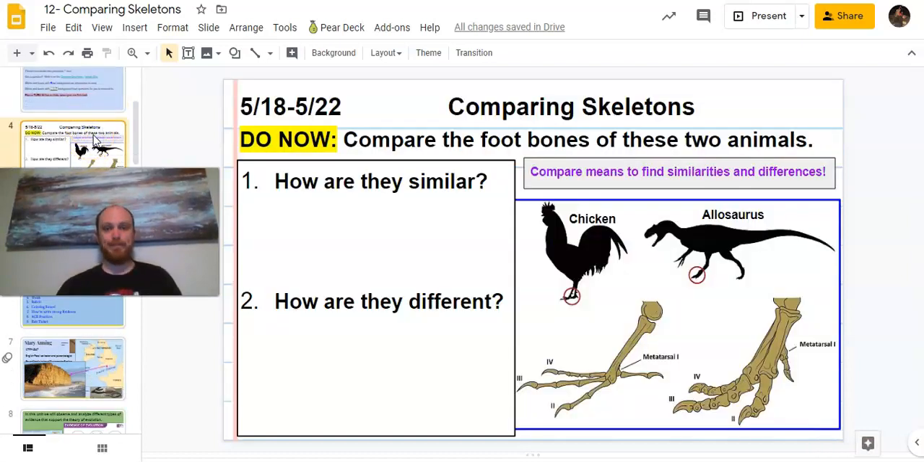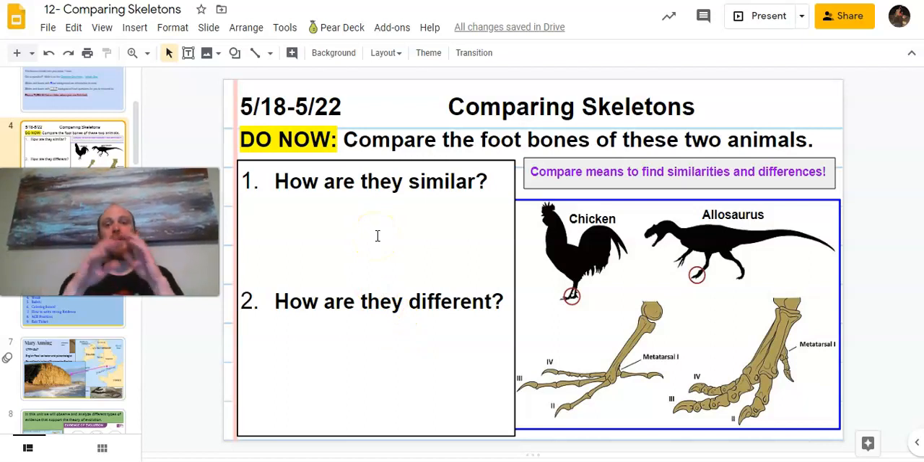So here's our do now. I want you to compare, meaning find similarities and differences between the foot bones of a chicken and an Allosaurus. Both are dinosaurs. Yes, they're actually both dinosaurs, which is very cool. So look here, how are they different? How are they similar? Pause the video, write it up.